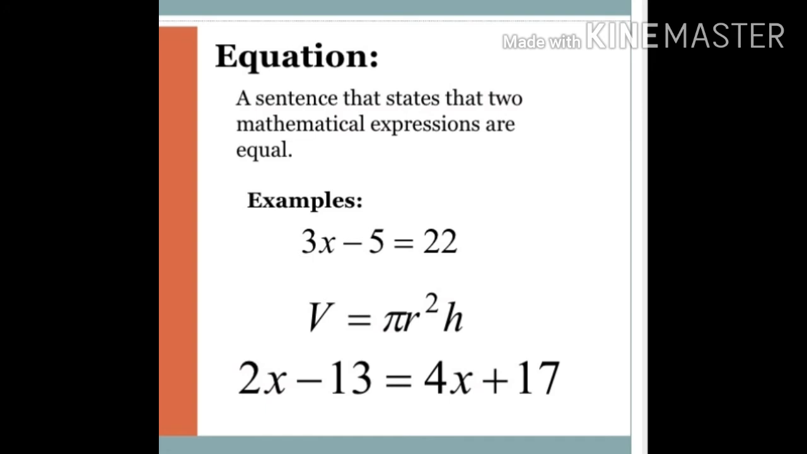But before that, let us understand what an equation is. It is a sentence that states that two mathematical expressions are equal. For example, 3x minus 5 is equal to 2. Always remember, an equation is equalized. V is equal to pi r square h. 2x minus 13 is equal to 4x plus 17.